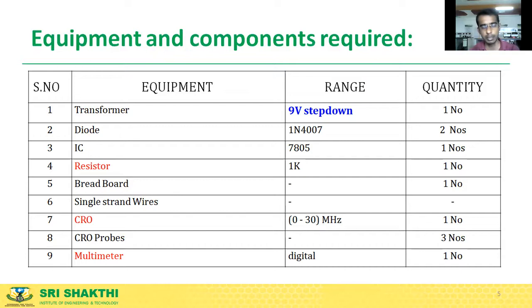We also need a DRB, decade resistance box, to vary the load resistance and see the voltage regulation. Other than that, we need a multimeter, especially digital type, which will be convenient. Even analog is okay, but we are going to use a digital one. Other than this, you have a breadboard, wires, CRO and probes as usual.